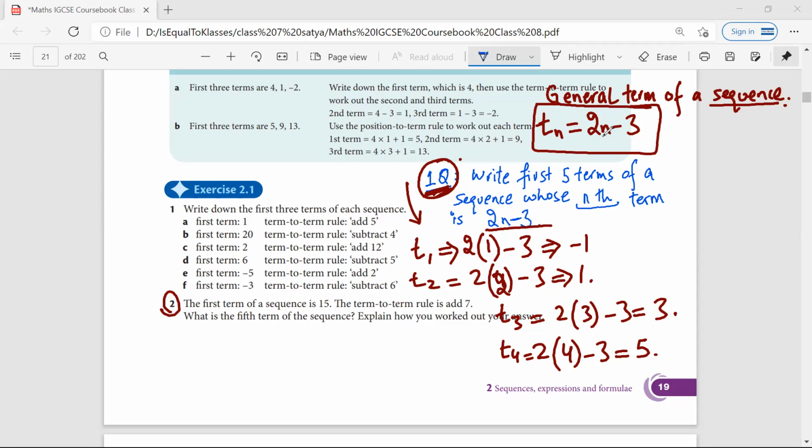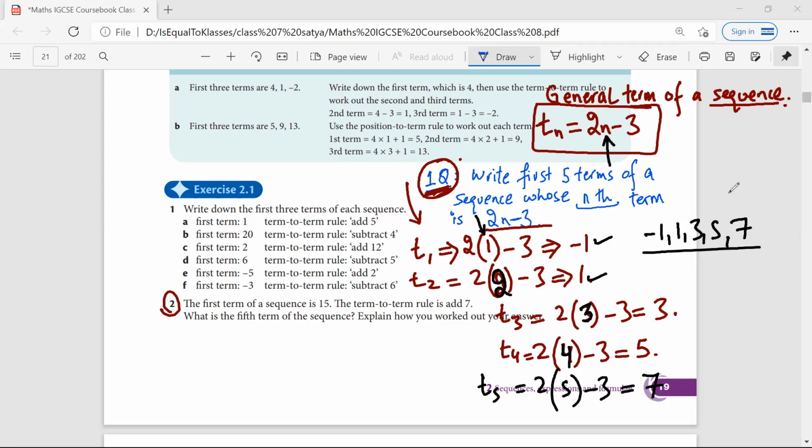Now, if I want to write the first term, all I need to do is put the value of n is equal to 1 here. And that is what I've done here. For n is equal to 2, 4 minus 3 is 1. Then I have put 3, then I have put 4. So my sequence would be minus 1, 1, 3, 5. And if I want t5, then I'll have 2 into 5 minus 3 is equal to 7. So my fifth term would be 7.